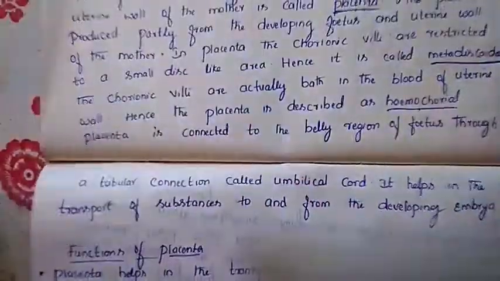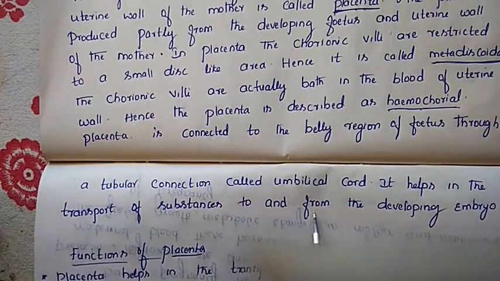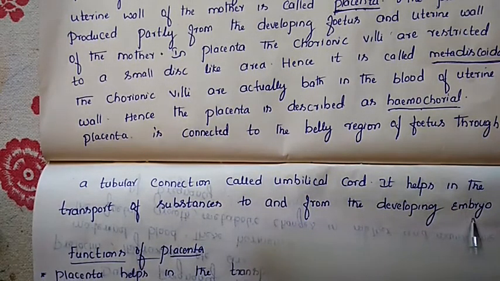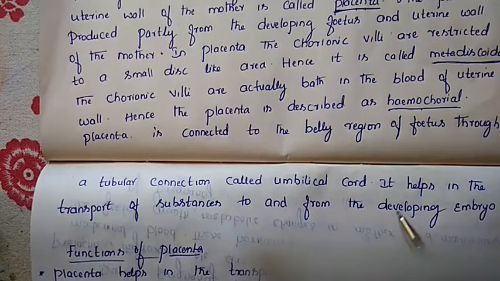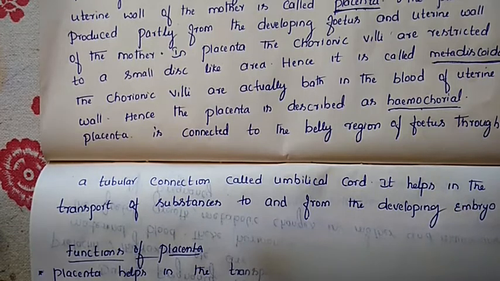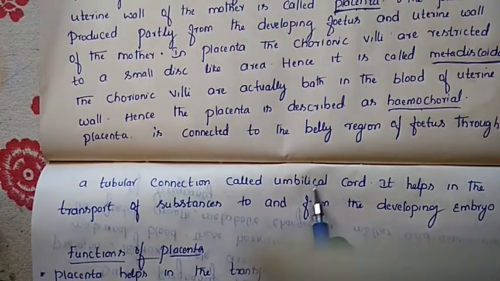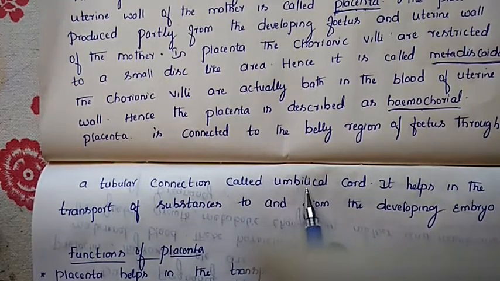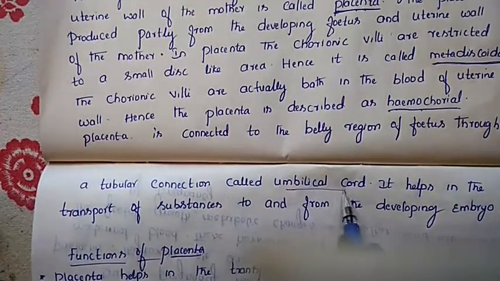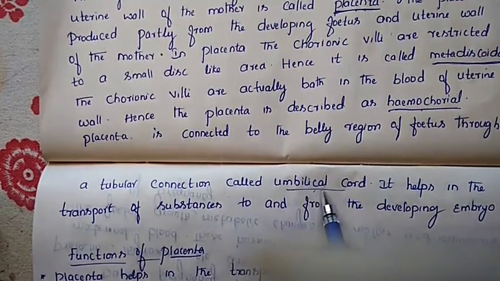What is the help of this umbilical cord? It helps to transport substances to and from the developing embryo. It transports food, oxygen and even waste material from the fetus to the mother and from the mother to the fetus. In this way it helps with the exchange of materials. So, umbilical cord, to whom are we calling it? The placenta connected to the belly region of the fetus, we call the umbilical cord.